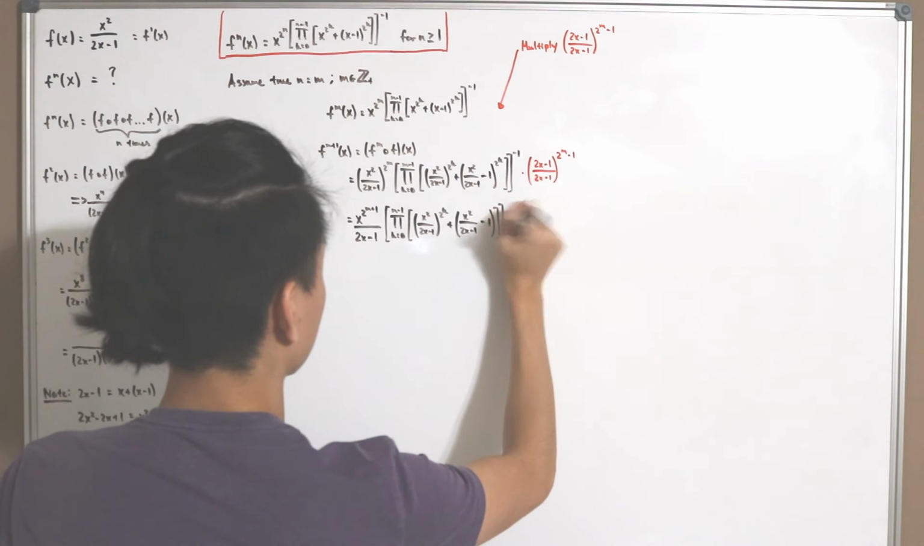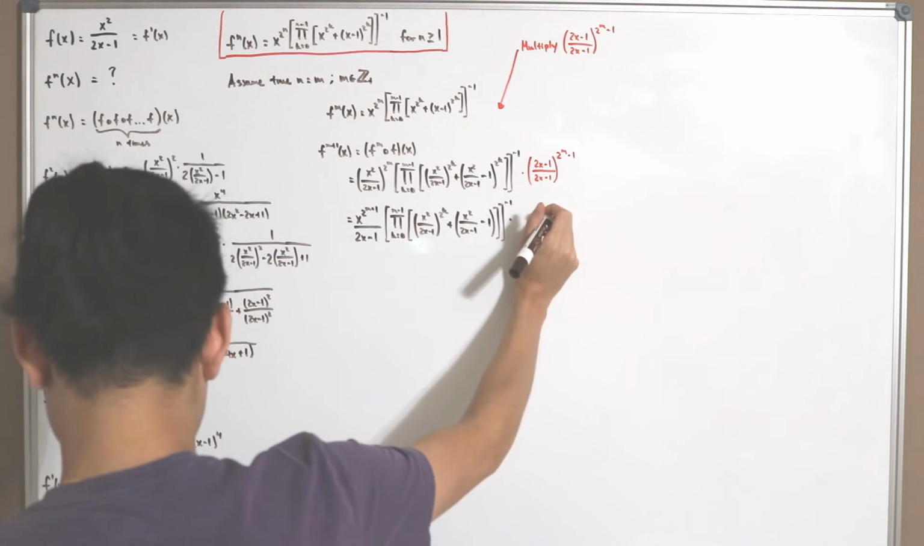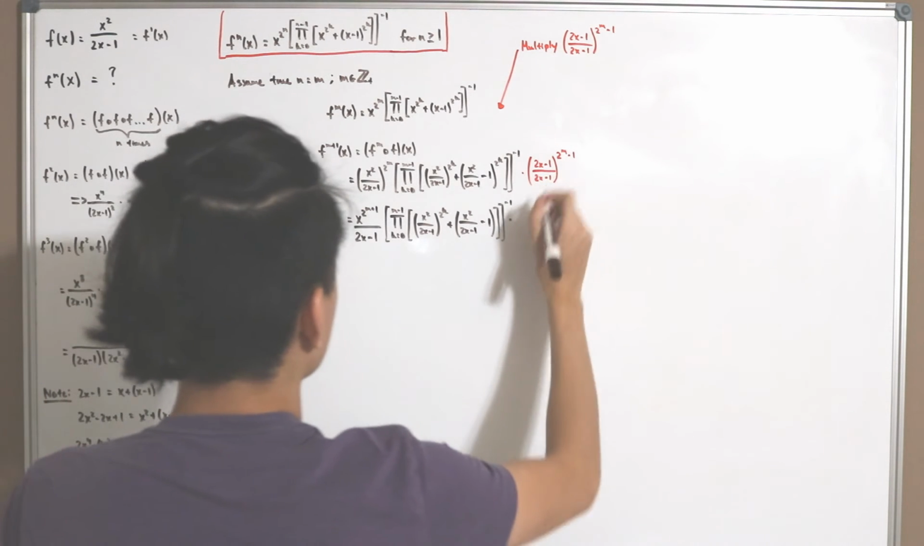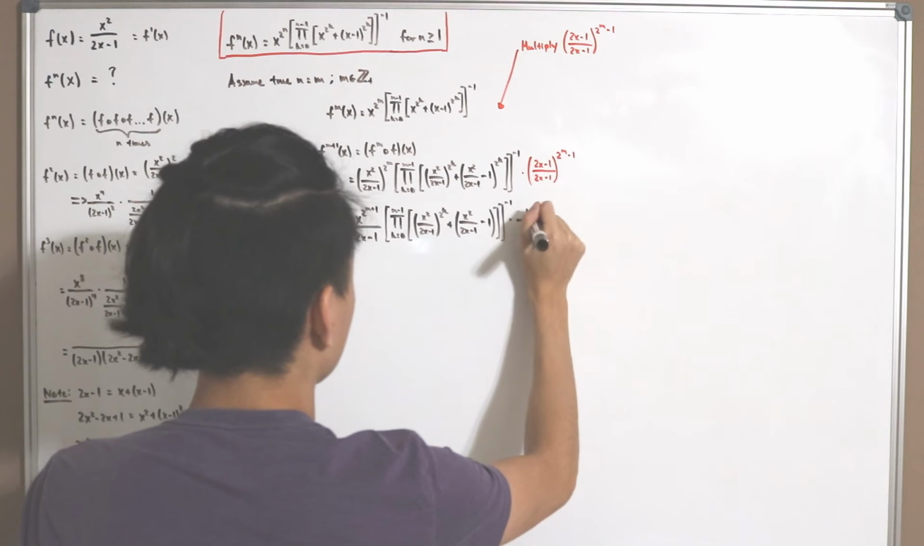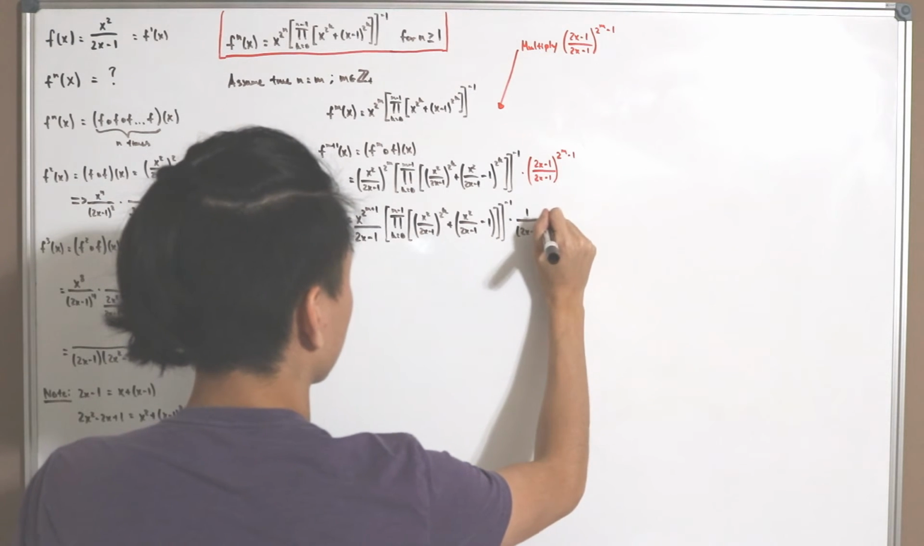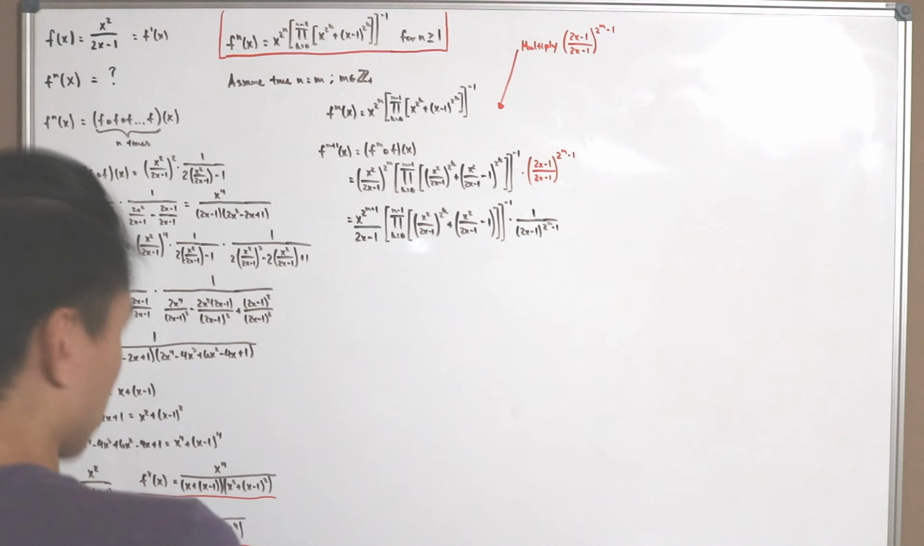So I'm still in the negative 1, and then multiply by 1 divided by, and then you just distribute. So this is under the denominator. So 2x minus 1, 2, like so.